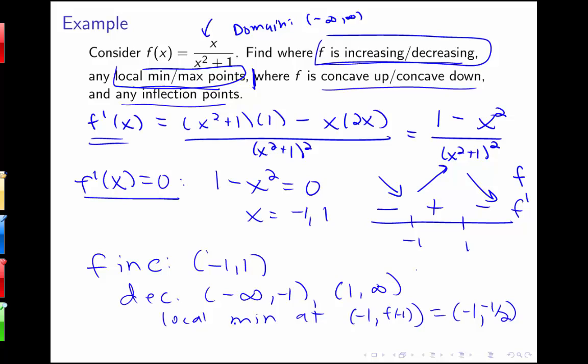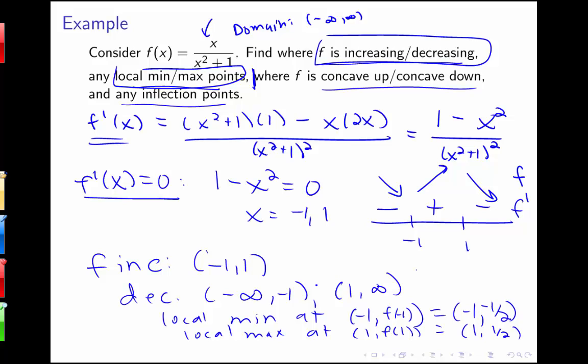And I see that I'm going to have a local max at 1 comma f of 1, which turns out to give me 1 comma a half. So I have these 2 points of my local min and my local max, and my intervals of increase and decrease. So now I'm also going to need to use my second derivative to give me some information about concavity and inflection points.